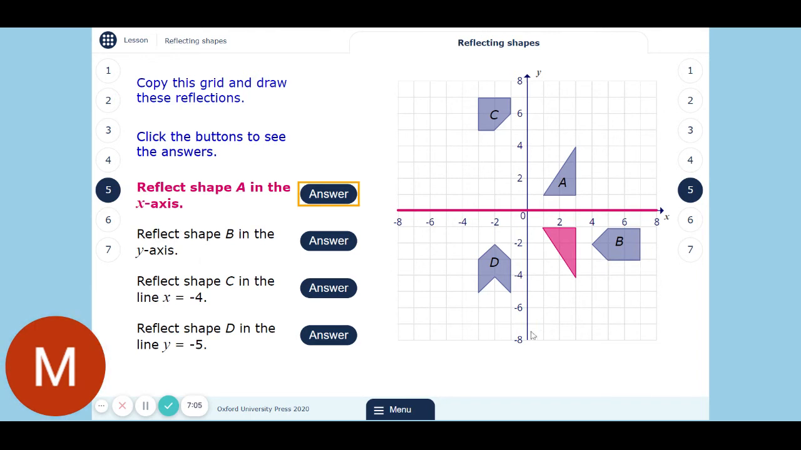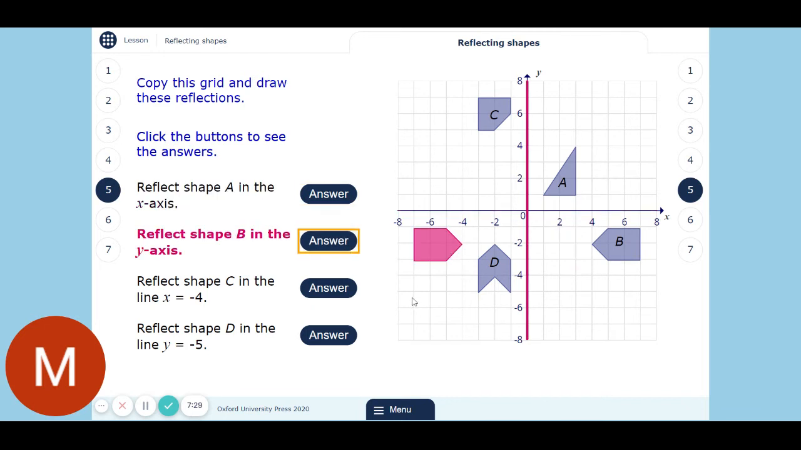Next, shape B in the y-axis. So there's shape B. This is the y-axis. Again, we're going to count squares. 1, 2, 3, 4 squares away. So it's going to be another 1, 2, 3, 4 squares on the other side. This same one here is 1, 2, 3, 4, 5, 6, 7 squares away. So you go 7 squares away this time. So it's going to look like this. This is what the shape's going to look like.